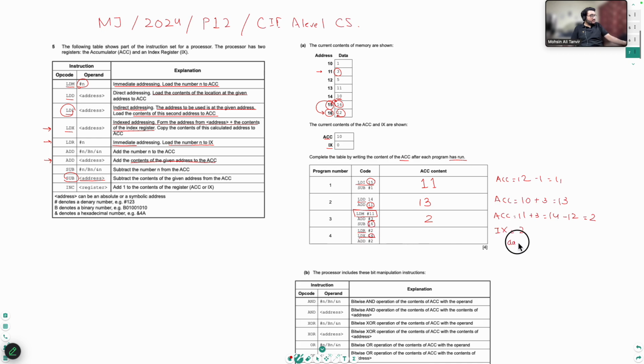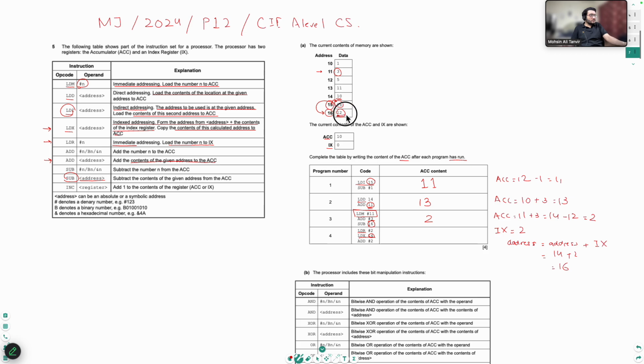So my address is going to be equal to address plus the contents of the index register. In this case it's going to be 14 plus 2, which gives me 16. So my address is 16. Then it says copy the contents of this calculated address to the accumulator.